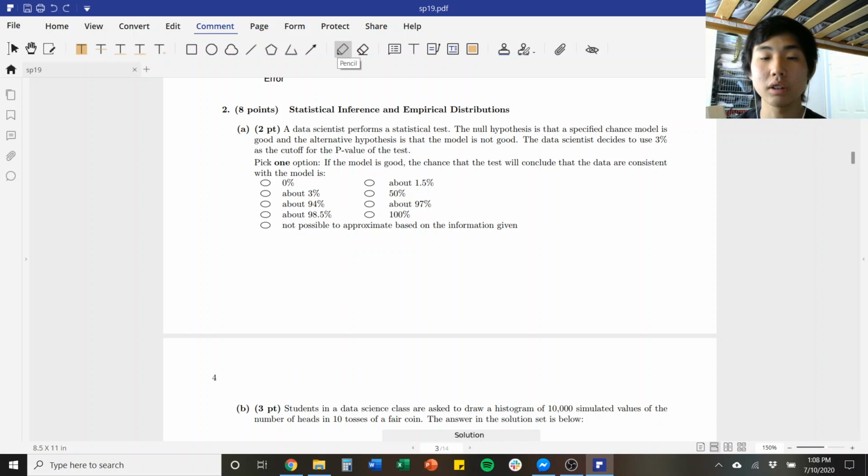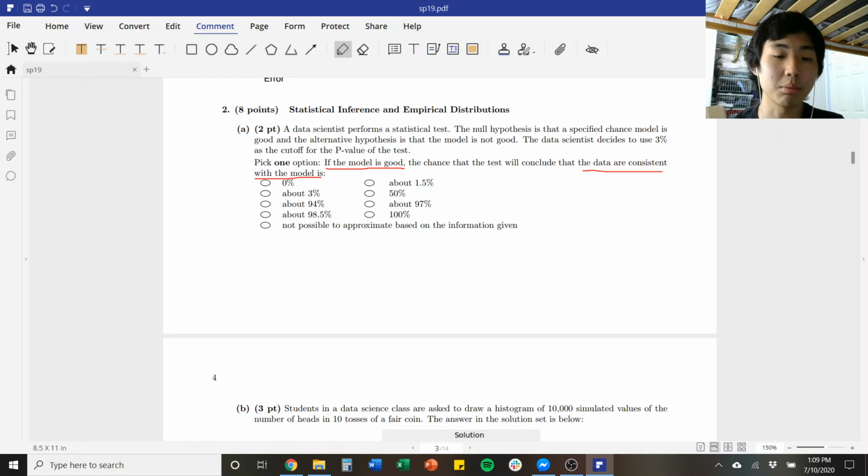So let's just break down what this means. If the model is good, means if the null hypothesis is correct, because remember we always simulate under the model given by the null. So if the null is correct, then the chance that the test will conclude that the null is correct, meaning the chance that it will correctly identify a correct null hypothesis is what?